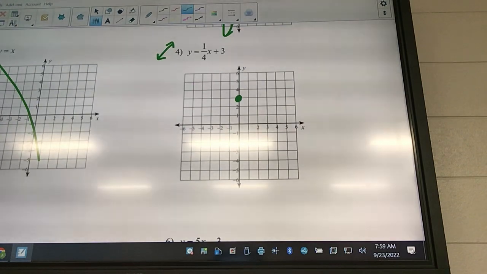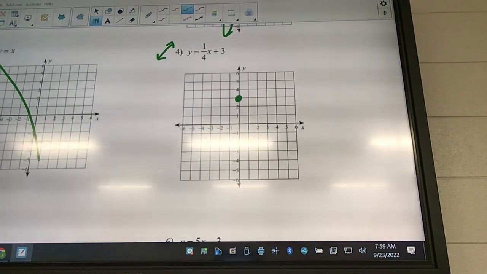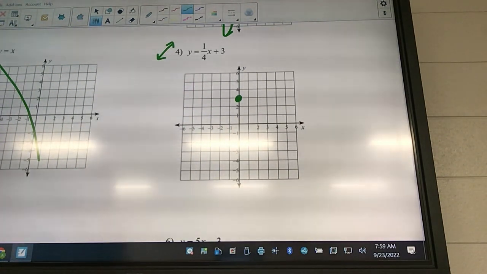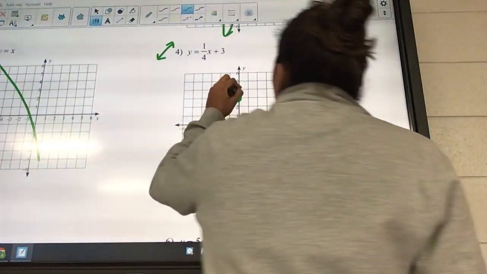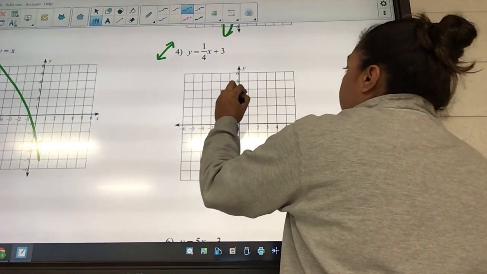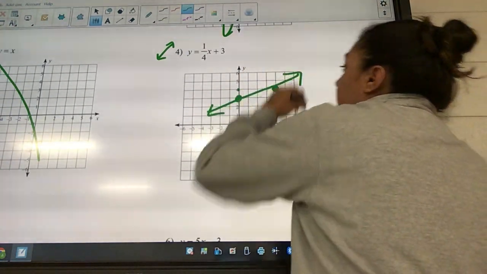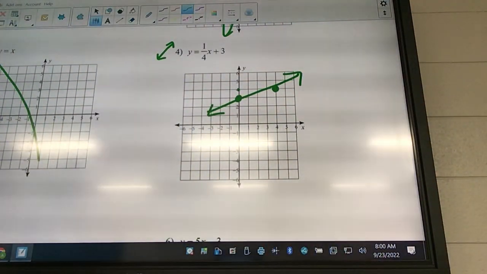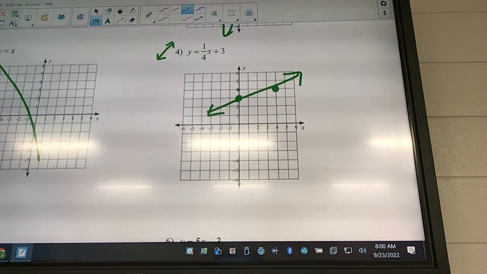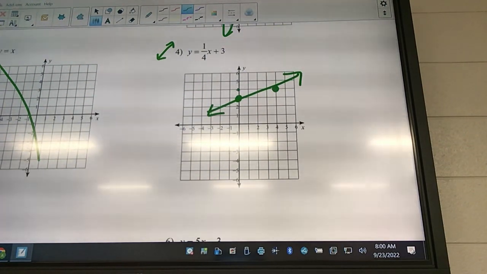Okay, we're going to rise how many? 1, and we're going to go over 4. Which way? Right. To the right 4, okay? What happens if I go to the left 4? It would be negative. It would be a negative slope, okay? So it's no big deal if you accidentally go left 4, okay?